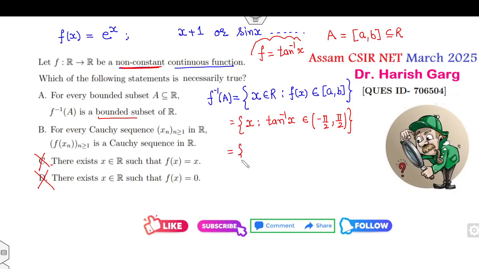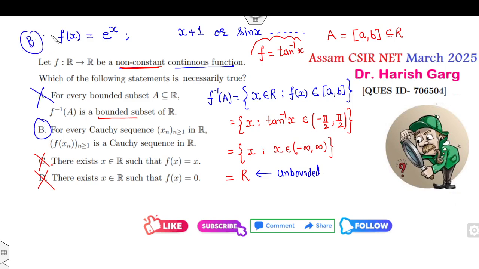So can you find the value of x? Collection of what? What is the tan of π/2? -π/2 is -∞. That means the collection of x is R. And what is R? R is unbounded. And once R is unbounded, you can see the first option is cancelled out. The only one left behind, option B, is the correct option.